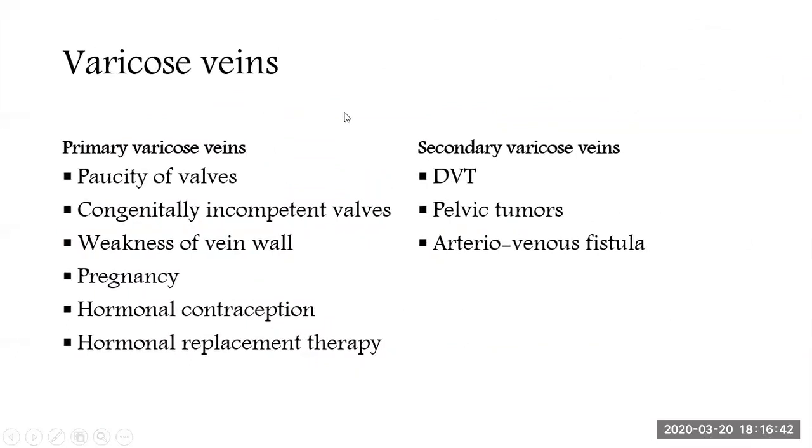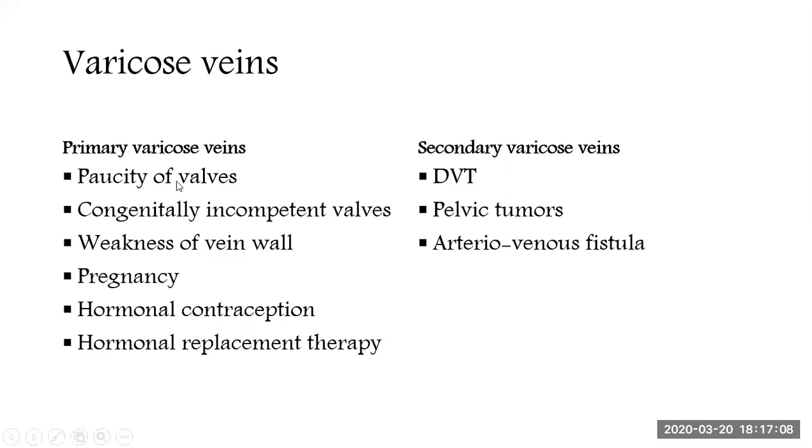We are going to talk about varicose veins. As you know, they are dilated, elongated, tortuous veins present in the lower limbs. They affect 10% of people, mostly females, with a female to male ratio of about 4:1. They are either primary varicose veins or secondary varicose veins.